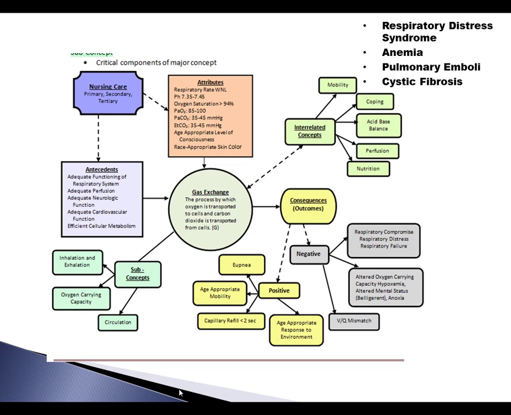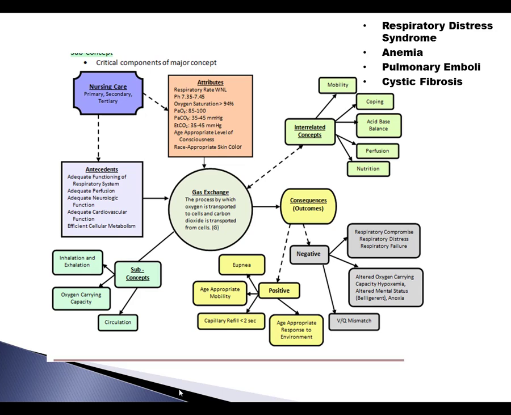So some sub-concepts with our concept of gas exchange would be inhalation and exhalation, oxygen carrying capacity, which would be our red blood cells, and circulation. Some interrelated concepts to look at is mobility. How is your patient moving? What happens when your patient doesn't move? Coping, whether it's a long-term disease process or an acute respiratory distress syndrome, where it's a short disease process but can have a life changing effect on the patient.